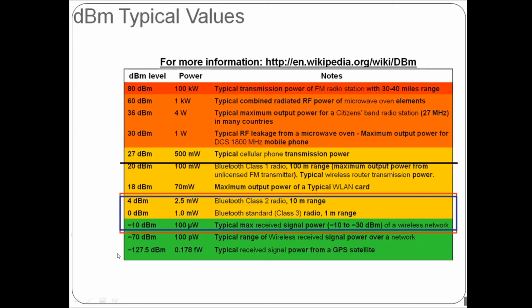For the GPS satellite, it is minus 127.5 dBm. It is femtowatts of power, because we cannot simply increase the power level. So the wireless LAN we can increase to 70 to 100 milliwatts. But for the GPS applications and all, we can go for only femtowatts, minus 0.178 femtowatts.